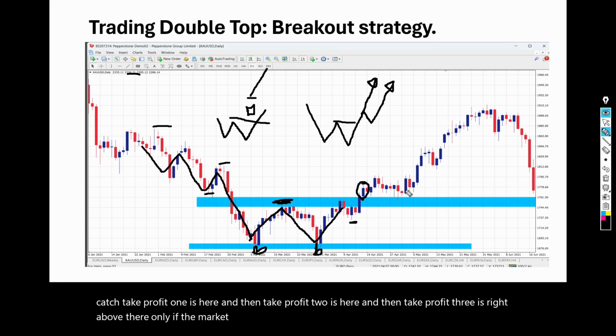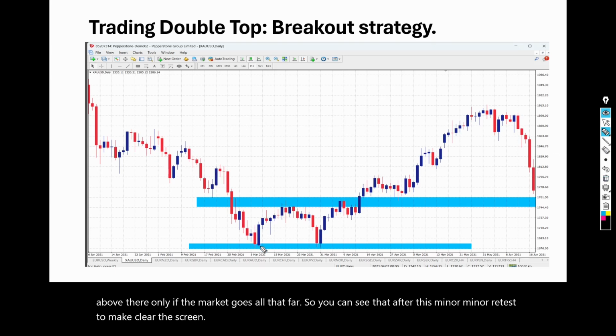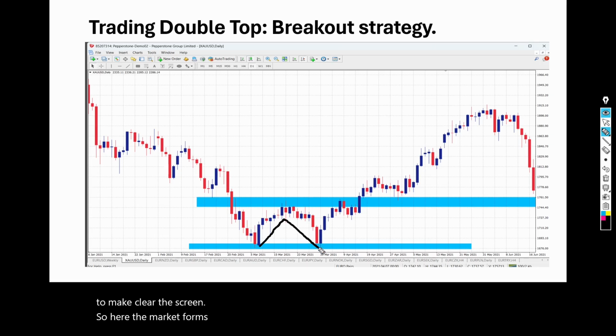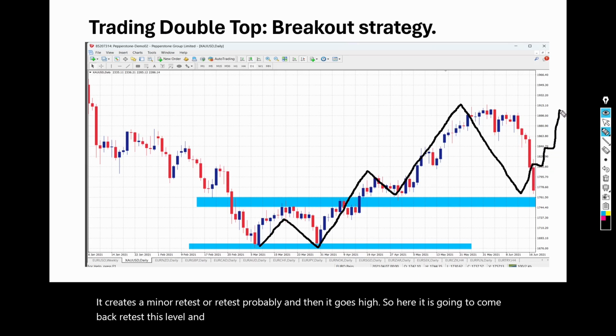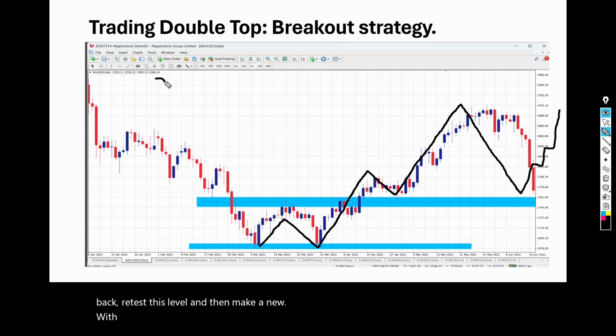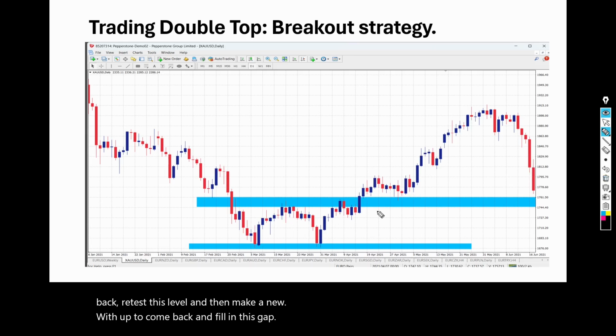So you can see here that after this minor retest, let me clear the screen. Here the market forms this double bottom. The market breaks out, it creates a minor retest, or a retest probably, and then it goes high. Here it is going to come back, retest this level, and then make a new wave up to come back and fill in this gap. So that is how we trade the breakout strategy.